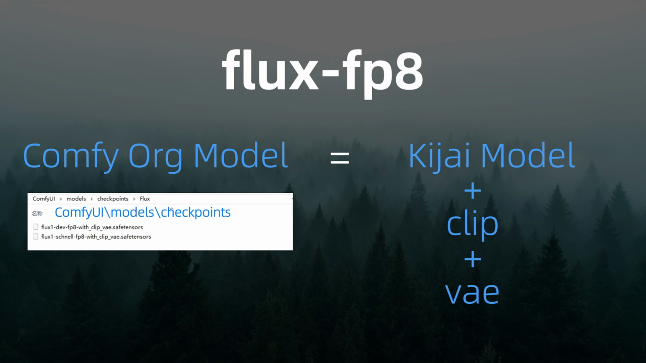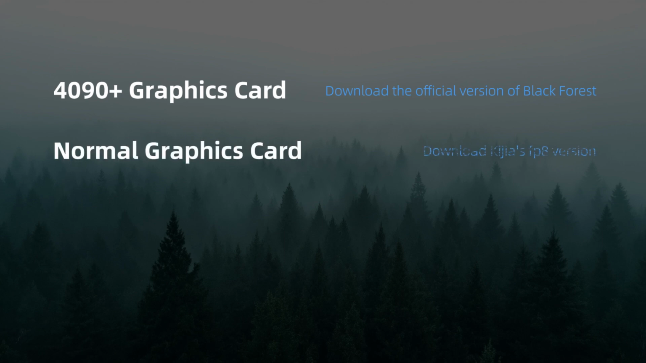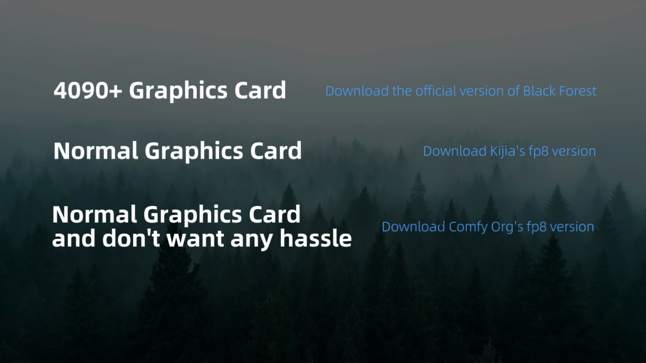While the Kijai version of the model is completely consistent with the official one, placed in the unet directory, and also requires separate clip and VAE. In summary, if you have a good graphics card, such as a 4090, it's best to use the official BF16 version for the best results. Otherwise, it's recommended to choose the ComfyOrg or Kijai FP8 lower threshold versions. For those with ample disk space who don't mind downloading clip twice, I recommend the ComfyOrg version for its convenience.